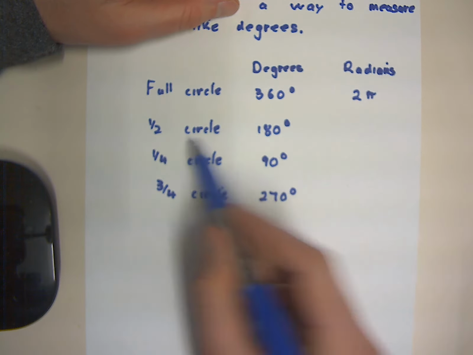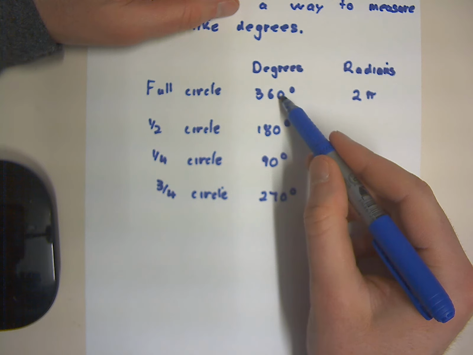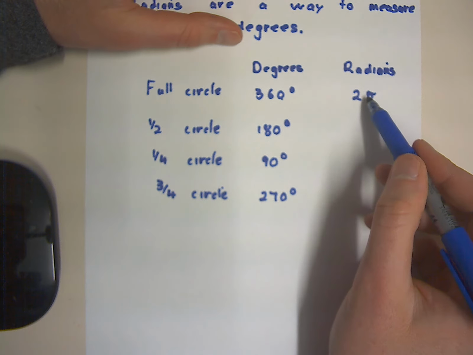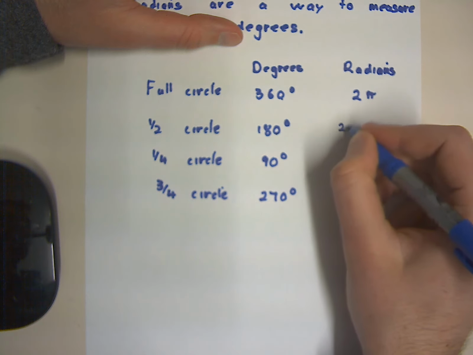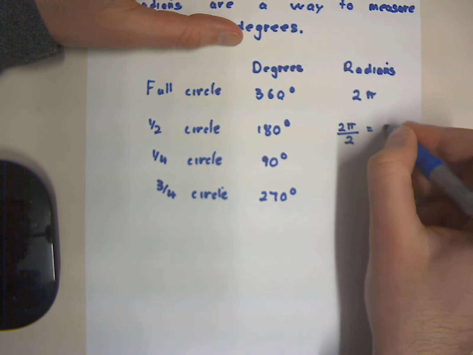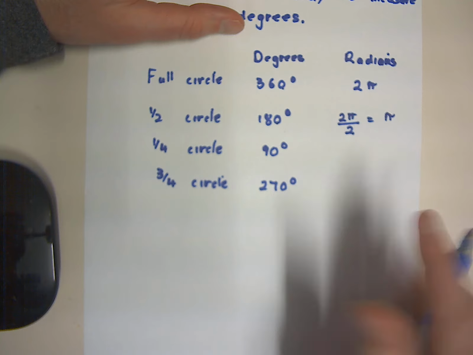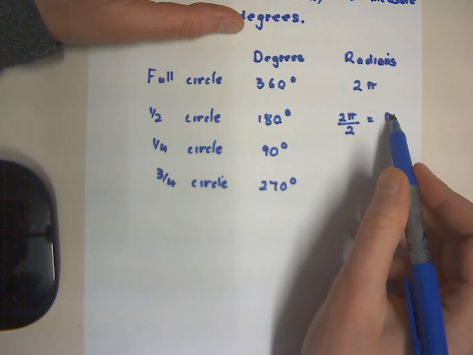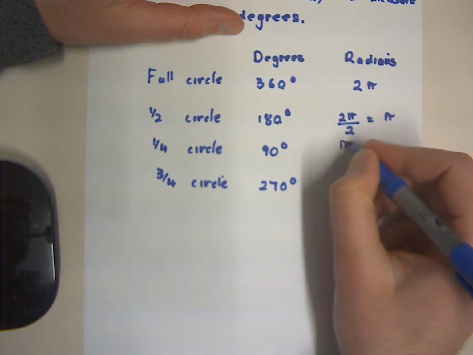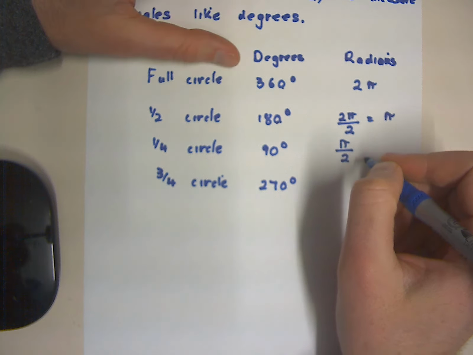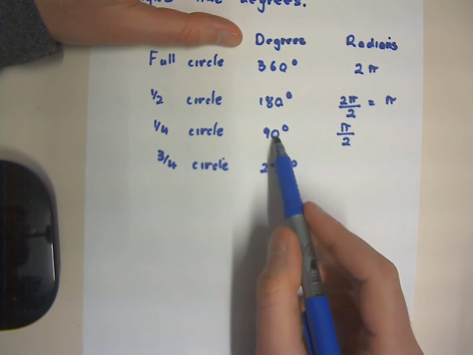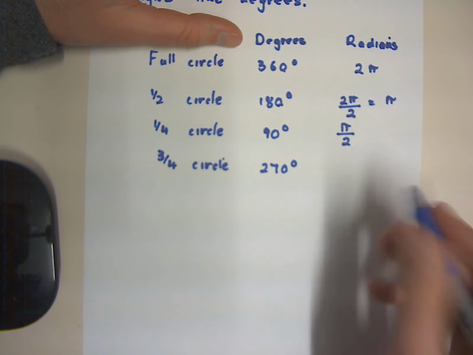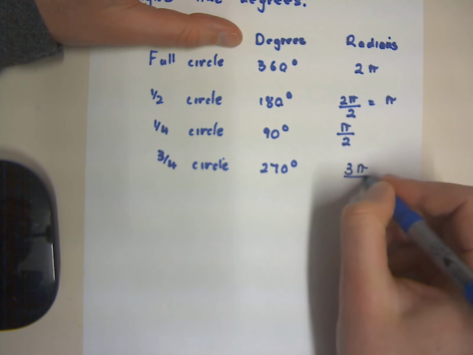Now, to get half a circle in radians, well, to go from 360 to 180 in degrees, we divide by 2. So to go radians full circle to half a circle, it would just be 2 pi divided by 2, which is pi. To go to quarter of a circle, in degrees, 180 divided by 2 is 90. So then pi divided by 2 is just pi on 2 radians. Now 3/4 of a circle, if we take 90 and multiply it by 3, we get 270. So if I take pi on 2 and multiply it by 3, I'm going to get 3 pi on 2.